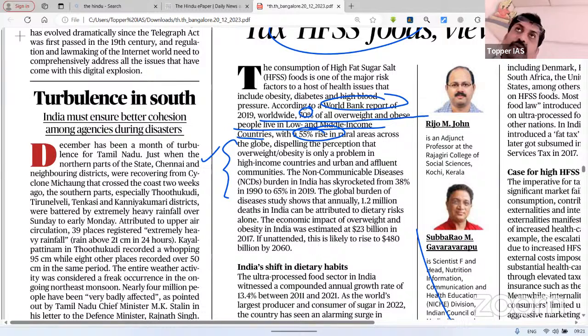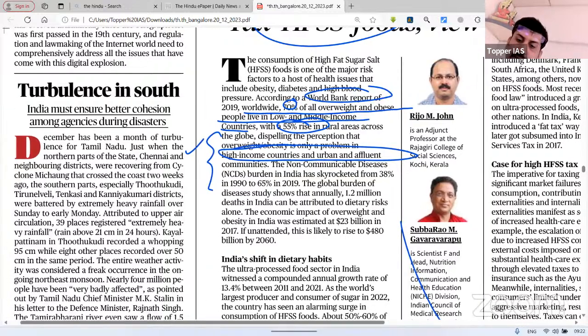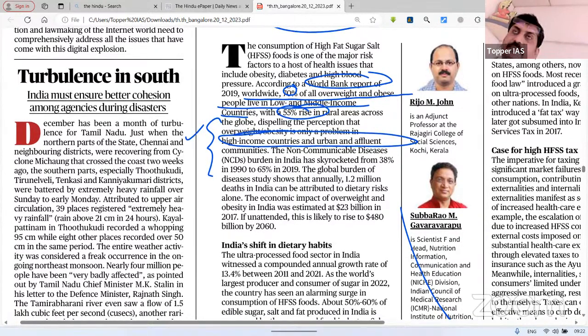Okay. So why? Because consumption is increasing everywhere. That is also what they are giving in the data. So it is not just a problem of high-income countries or urban areas. Non-communicable diseases burden in India has skyrocketed. Non-communicable diseases means all lifestyle diseases, diabetes, BP, even sugar. All these are non-communicable diseases. In 1990, it was just 38%. Now it is 65%. 38 to 65.